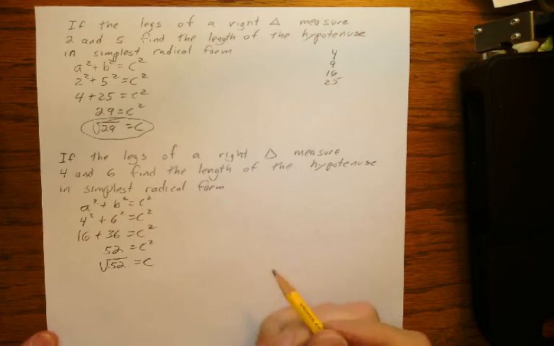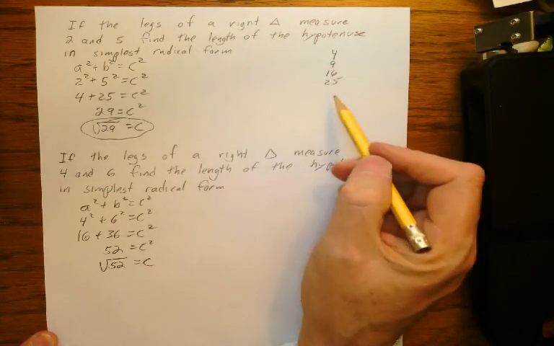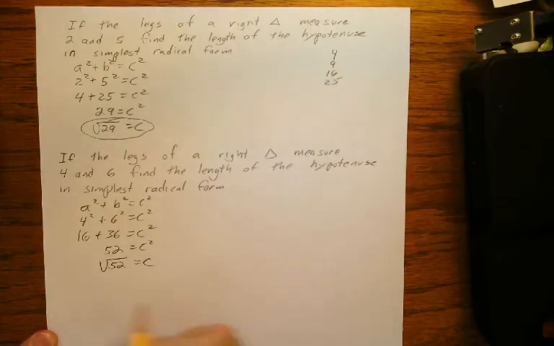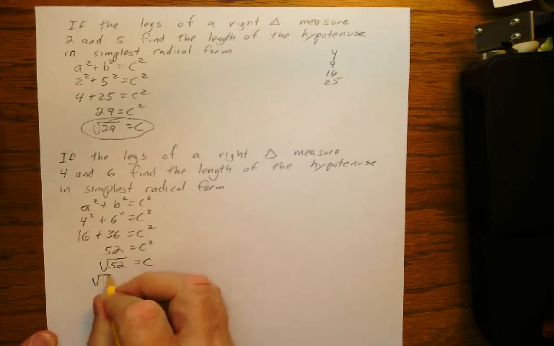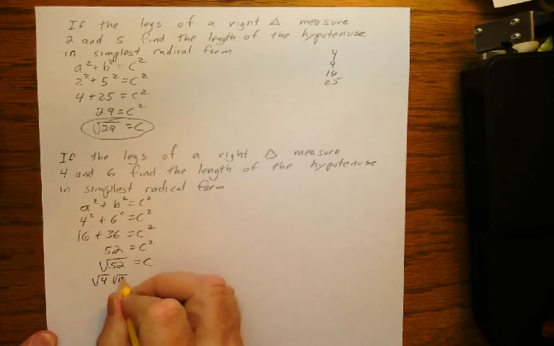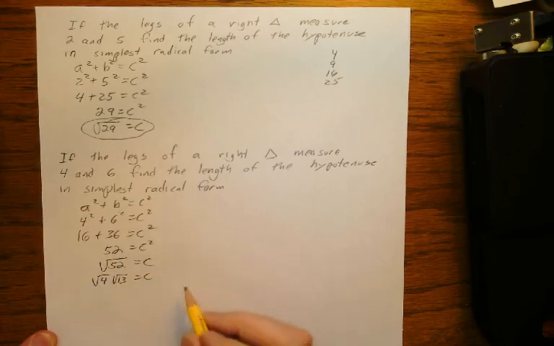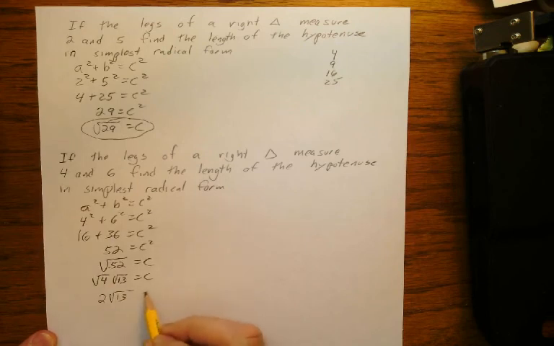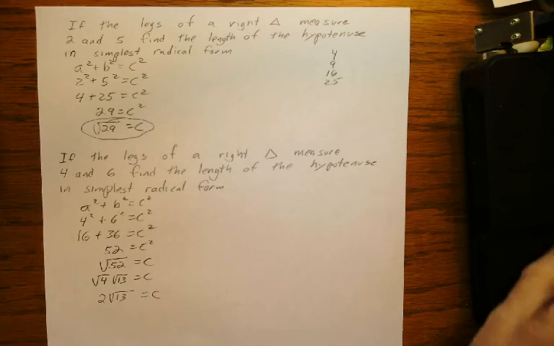Now, to simplify this, which one of these numbers goes into 52? Well, 4 does. 4 goes into 52 how many times? 13 times. So this becomes the square root of 4 times the square root of 13 equals c. And the square root of 4 is 2. So c equals 2 square root of 13, and this is the answer in simplest radical form.